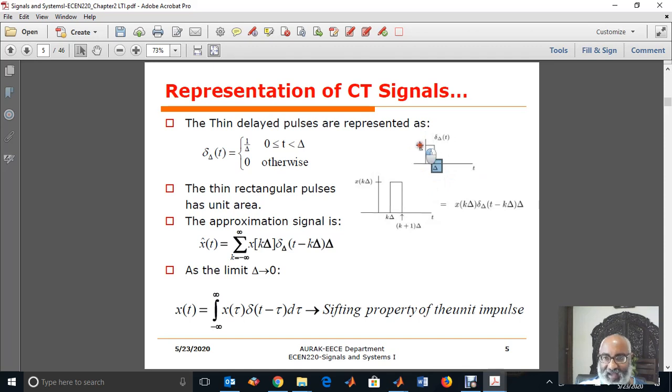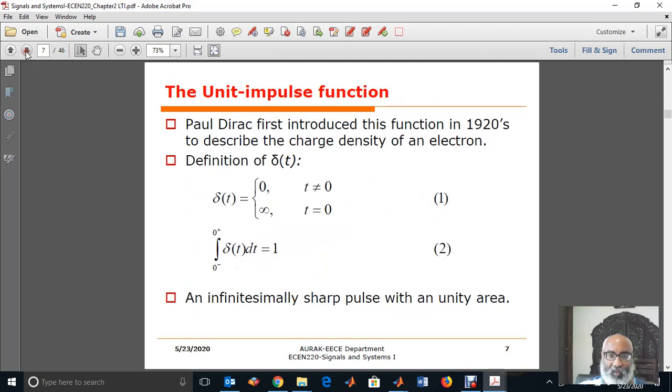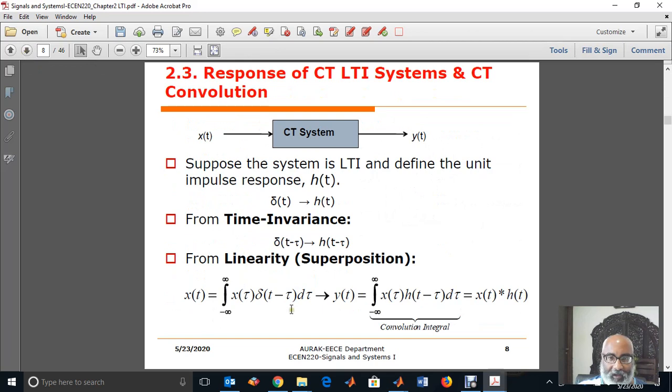But as delta goes to 0, 1 over delta will become infinity. That's why the impulse is defined as infinity at t equal to 0. But the integration result is equal to 1. Okay, so now let's have this system, a continuous time system.